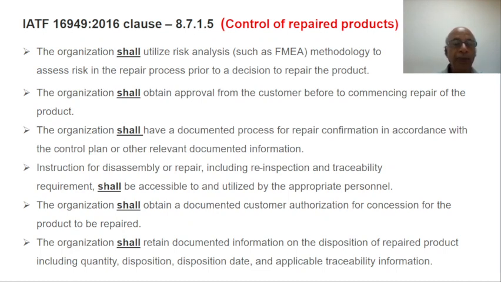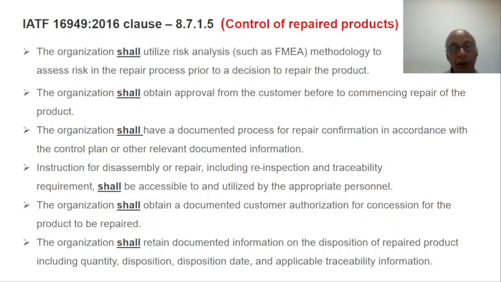So dear friend, IATF 16949 clause number 8.7.1.5 says about the control of repaired products. What it says: the organization shall utilize risk analysis, or we can say FMEA methodology, to assess risk in the repair process prior to the decision to repair the product. So first you have to do the FMEA before starting the repair activity.